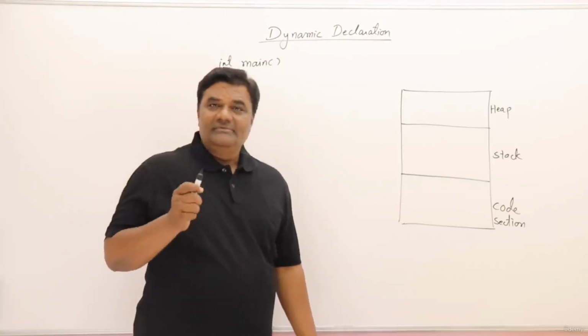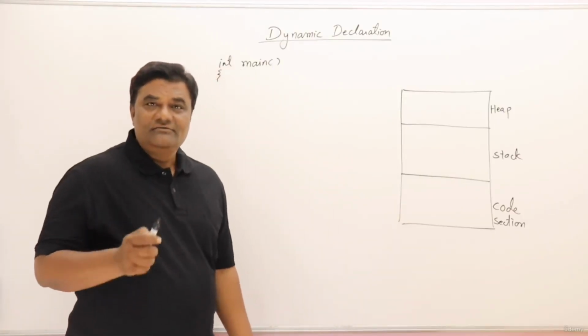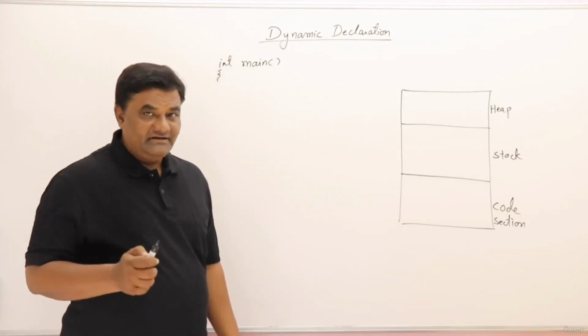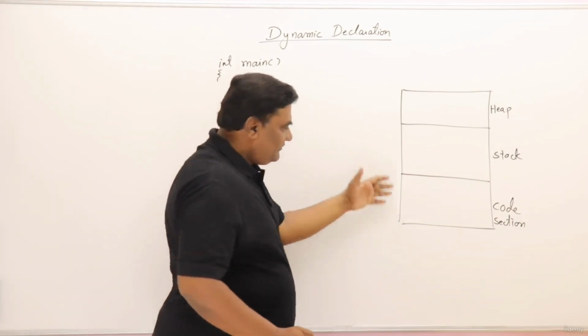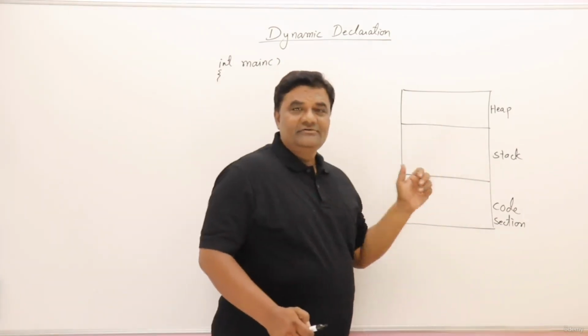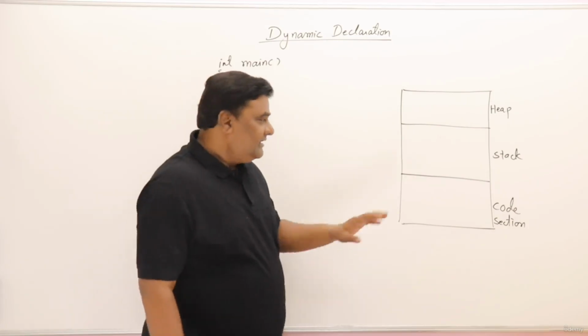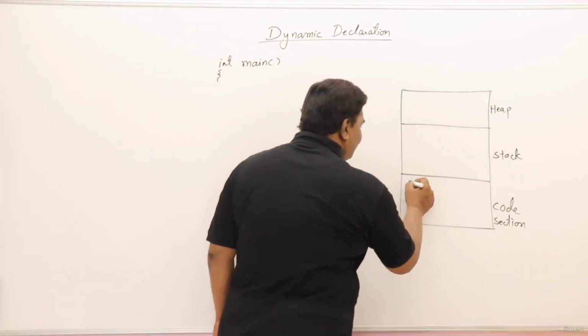C++ allows a dynamic declaration of the variables. Let us understand what is the benefit of allowing dynamic declaration. See, we know how the memory looks like. The memory will be divided into 3 sections and used by the program. This is the place where the program itself resides.